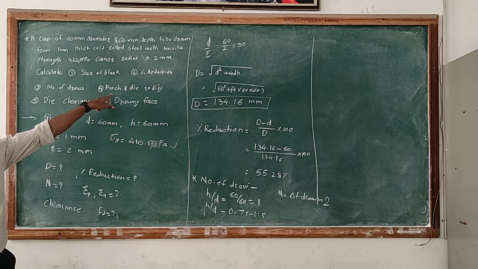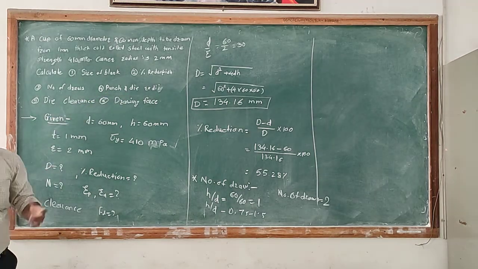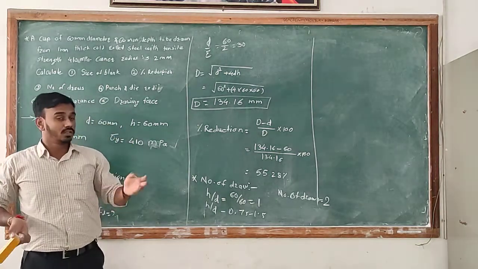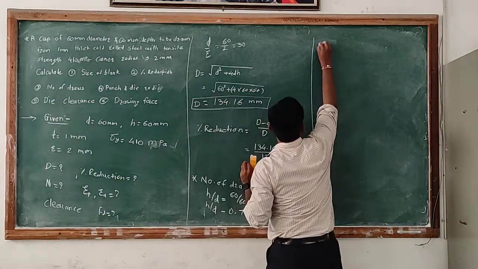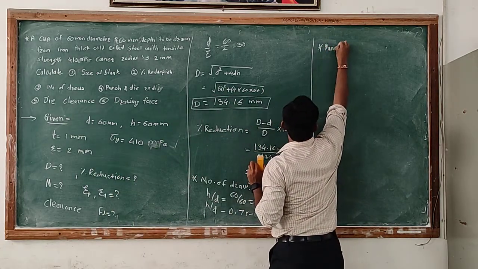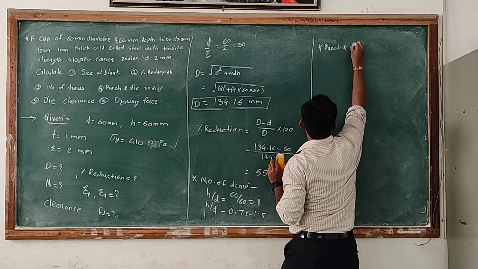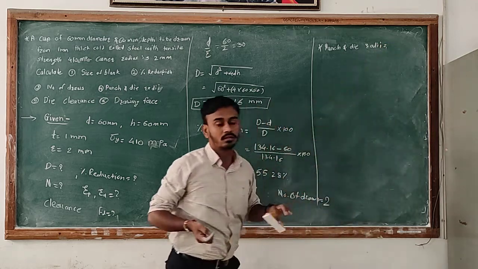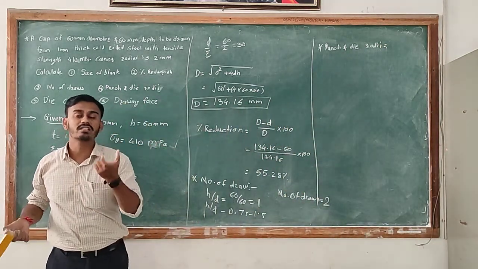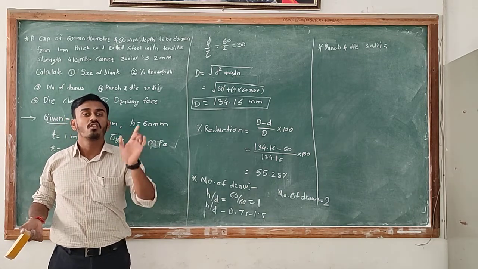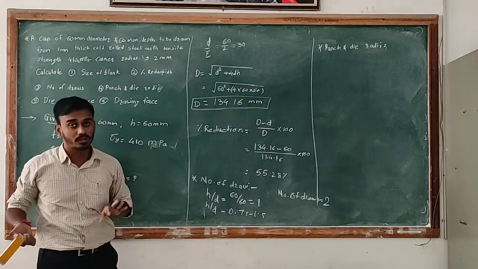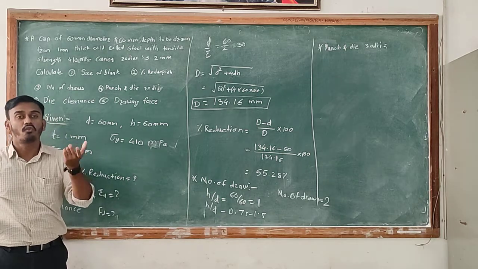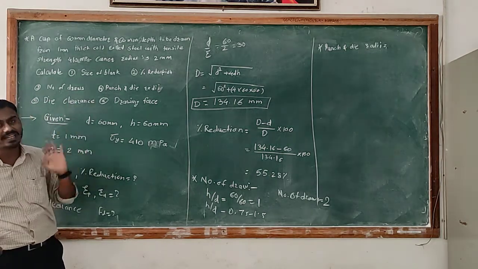Now the fourth thing they ask is the punch and die radius. We have discussed the role of the punch and die radius. The value of the punch and die radius should be between 4 to 10 times the thickness of the material. Remember that the punch and die radius are taken as 4 to 10 times the thickness of the blank.